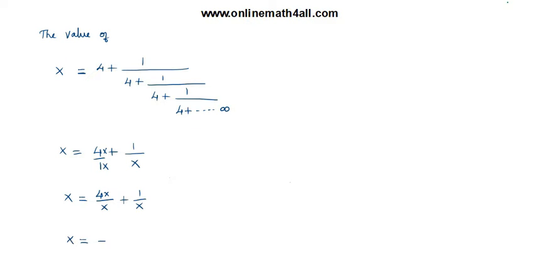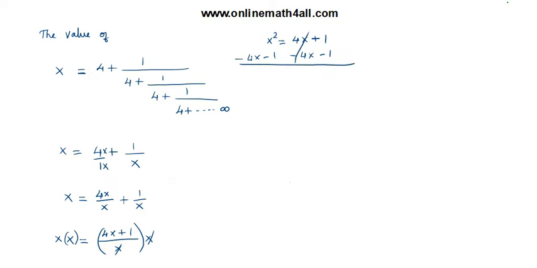So we can take the denominator once and add the numerators, 4x plus 1. Now to solve this equation we have to get rid of the variable x, so I multiply both sides of the equation by x. When I do so, this x will cancel out. So we get x square is equal to 4x plus 1. Now we have to subtract 4x and 1 from both sides, so this 1 will cancel out. We get x square minus 4x minus 1 is equal to 0.